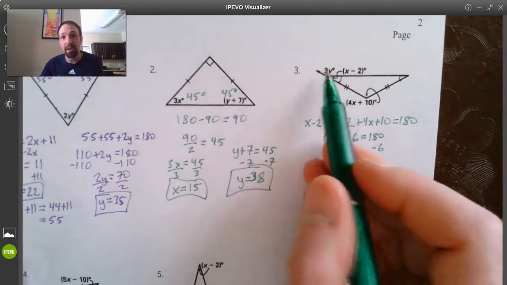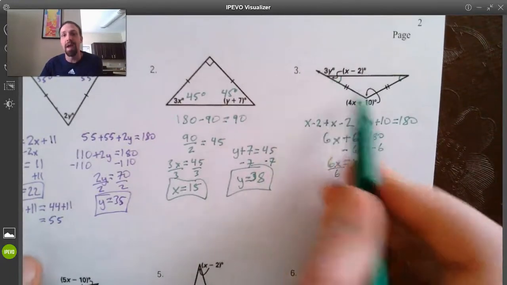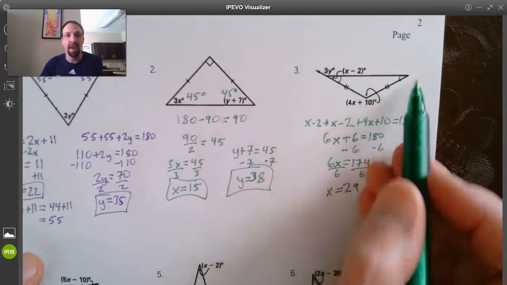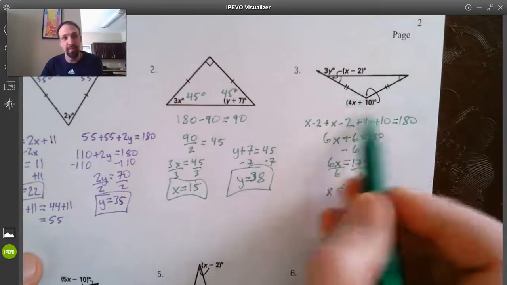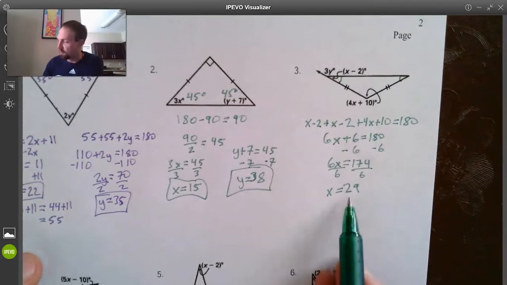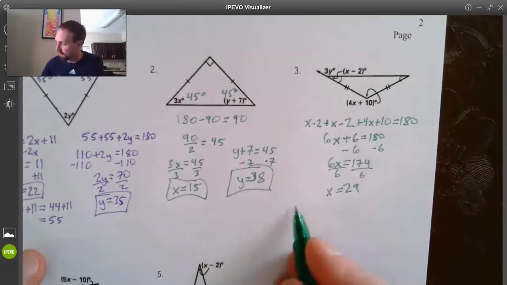I know that this 3y has to be whatever this is added with whatever this is. So now I just need to figure out what this angle measurement is. So I'm going to substitute 29 back into x here.